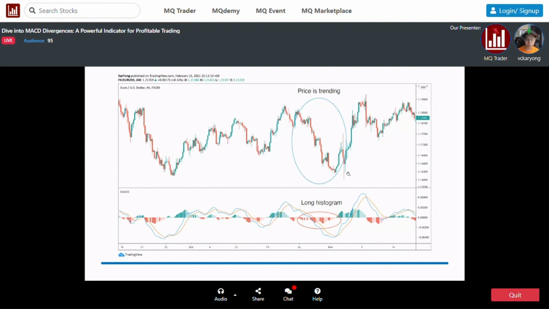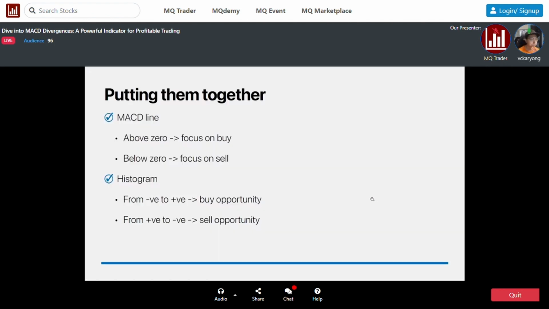Histogram is telling you the trend, strength, and momentum, okay? So the idea here is if histogram are very small, you may want to avoid trading. And if you can clearly see a strength in momentum, whether it's strong green, strong red, that gives you a clear sense that let's focus on that move, okay?